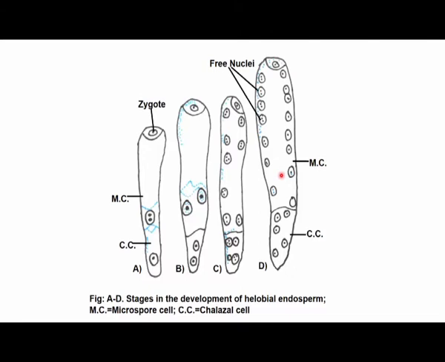So, once the endosperm is developed, the zygote is going to develop into the embryo. As you know, we have two different classes of plants: the dicot as well as the monocot. The embryo development in both cases is very different. So, let us see how the embryo is developed in the case of a dicot plant.